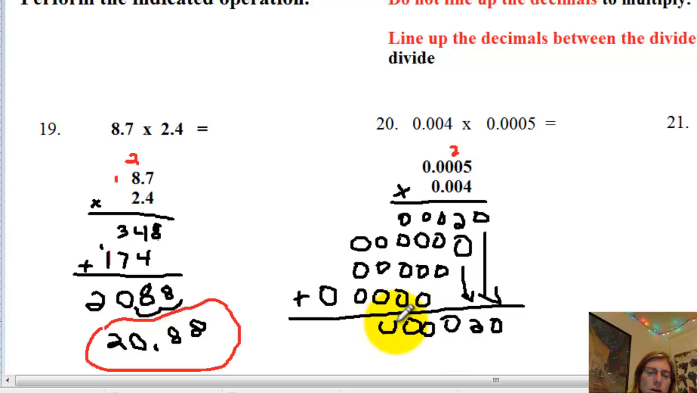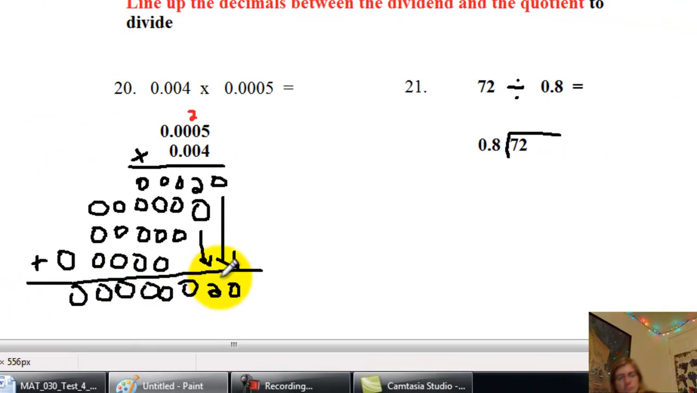What we're deciding now is where the decimal goes. We count our decimal places. This number has 3 decimal places: 1, 2, 3. This number has 4 decimal places: 1, 2, 3, 4. So 4 plus 3 is 7 decimal places. So, if we can remember, that's a 2 in this mess. We move our decimal over 7 places: 2, 3, 4, 5, 6, 7. So it's going to go there, so that our answer is 0.